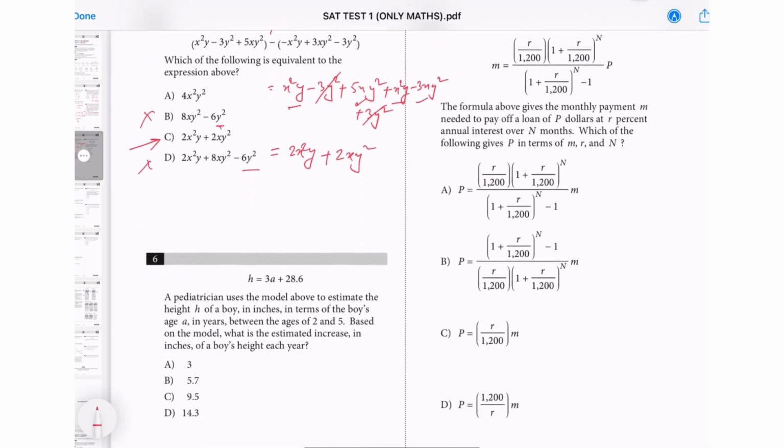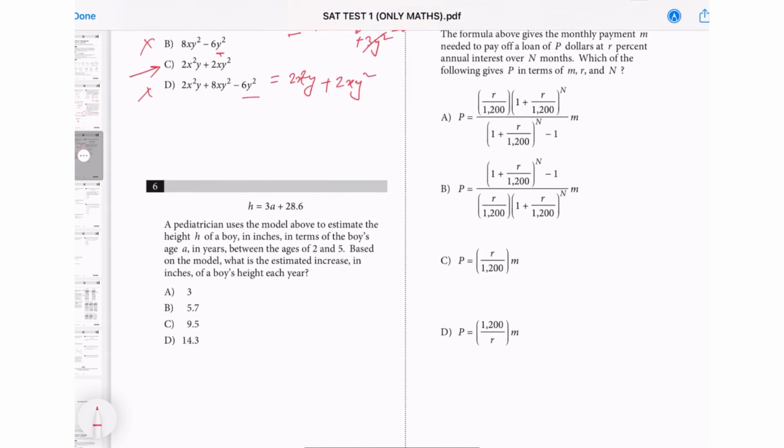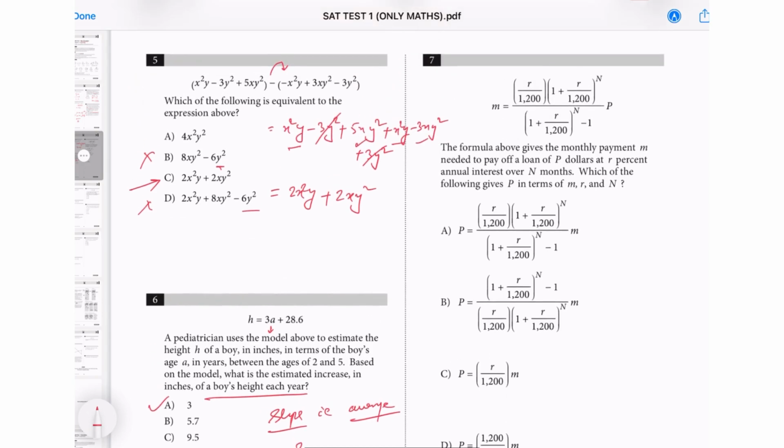Next, question number 6. The pediatrician used the model above to estimate the height of a boy in inches in terms of the boy's age A. Here A is the age. Based on the model, what is the estimated increase in the boy's height each year? Estimated increase in height means they are talking about the slope. That is the average. So here it is 3. So the answer is 3.